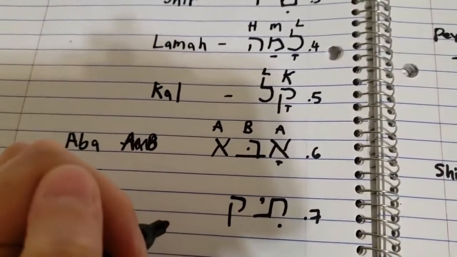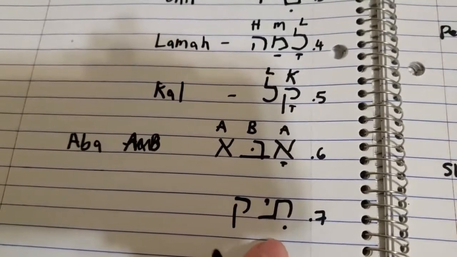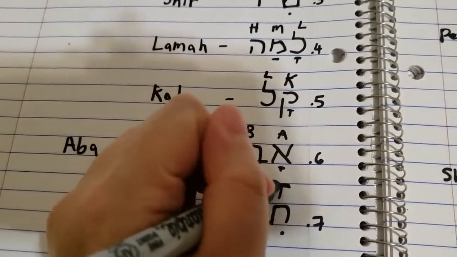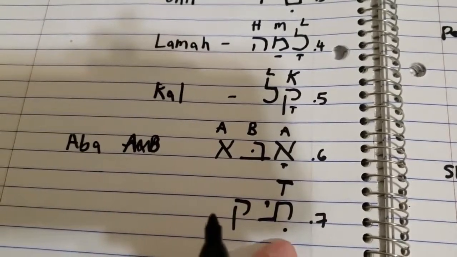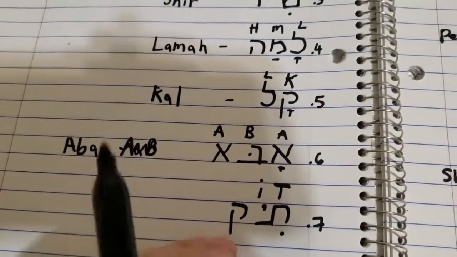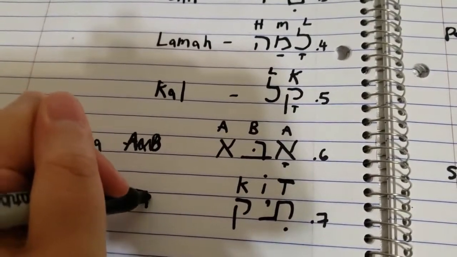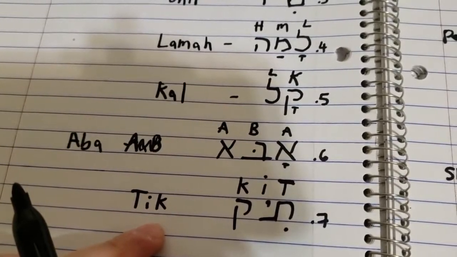Last word. Okay, this is the last letter we learned. It's tough. So, it's T. And then Yud, which is usually a Y, but because it's after a dot, it's I. And then we have Kuf. T-I-K. Teak means a handbag.